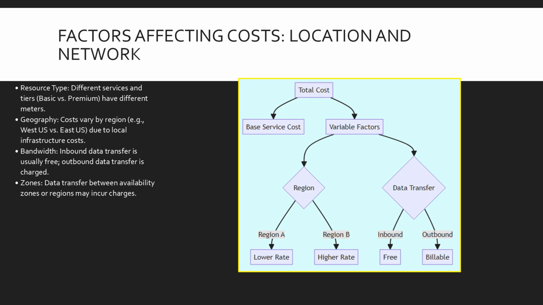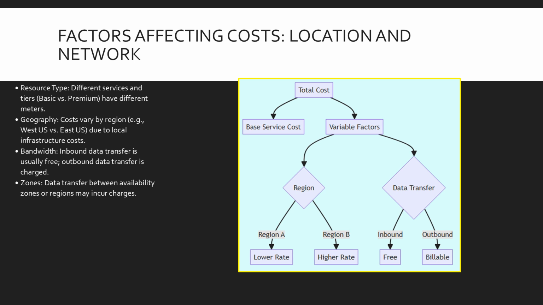Beyond the service price, other factors influence your bill. First is geography. The same VM can cost different amounts in different regions due to local labor and power costs. Second is bandwidth. Typically, bringing data into the cloud, ingress, is free, but moving data out, egress, or between regions is charged. Finally, the pricing tier matters. Choosing a premium tier for a service like storage or networking often enables higher performance hardware at a higher cost. You must architect your solution with these hidden variables in mind.